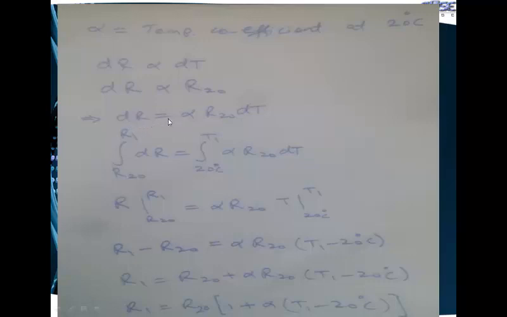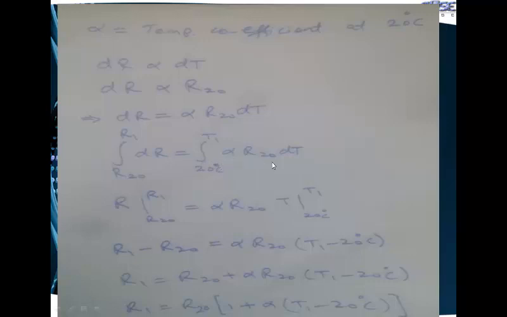dR would be equal to alpha R20 dT. Alpha is the constant of proportionality. So we can integrate this equation on both sides. We integrate R from R20 to R1, and with respect to temperature from 20 degrees to T1. So what would be the value of R1 at T1 if its initial value was R20 at 20 degrees centigrade?